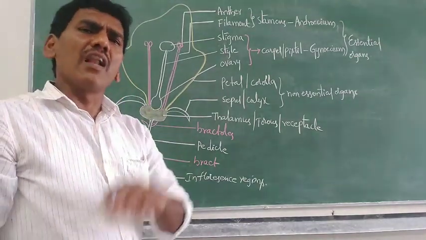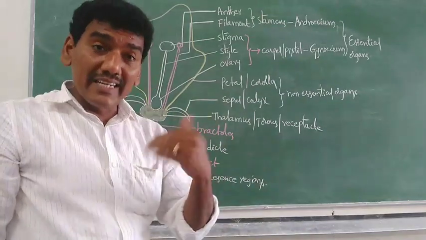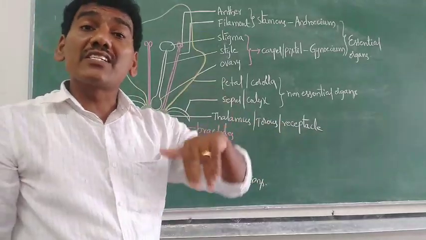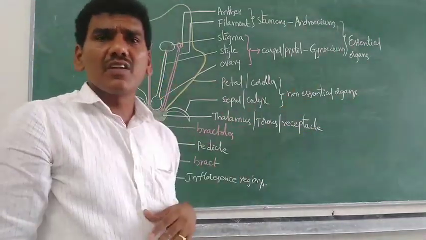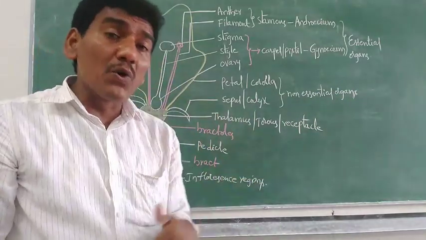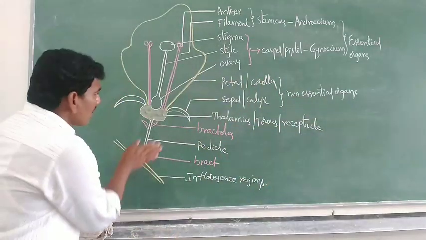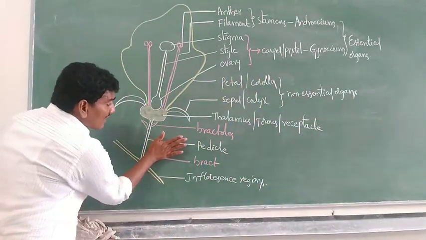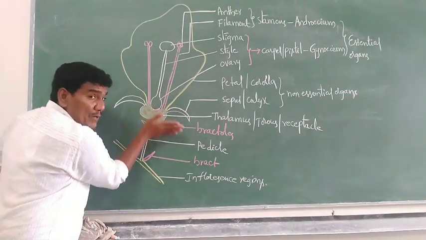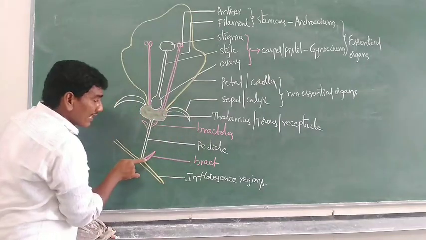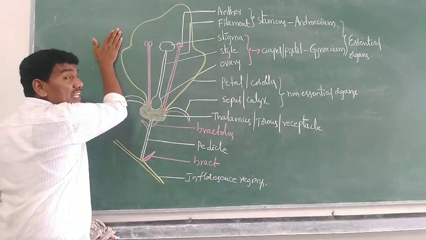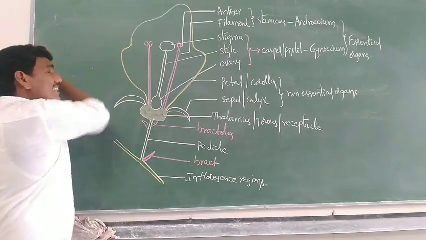Next one, already in first year, you have studied the anterior side of the flower and the posterior side, or mother axis side of the flower. How to find out the anterior side of the flower? How to find out the posterior side of the flower? The flower projecting towards the bract side is called the anterior side. This is called the posterior side, or mother axis side.